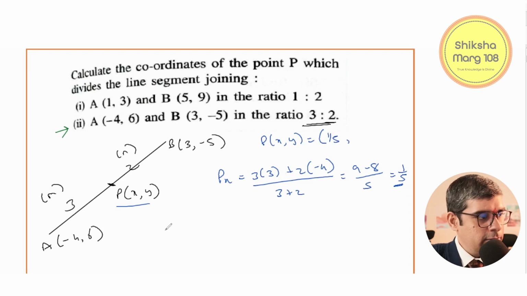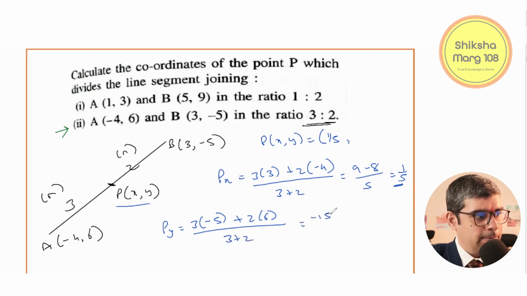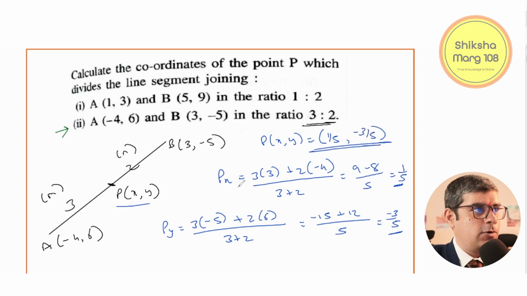Yeah, and now we go and do the same thing for the y coordinate of P. It is going to be 3 times minus 5 plus 2 times 6, the whole upon 3 plus 2. So it's going to be minus 15 plus 12, the whole upon 5. Minus 15 plus 12 is going to be minus 3 over 5. That's pretty much it. We can't really divide it further. So x coordinate 1 over 5, y coordinate minus 3 over 5. That's your answer. Pretty straightforward, yeah?